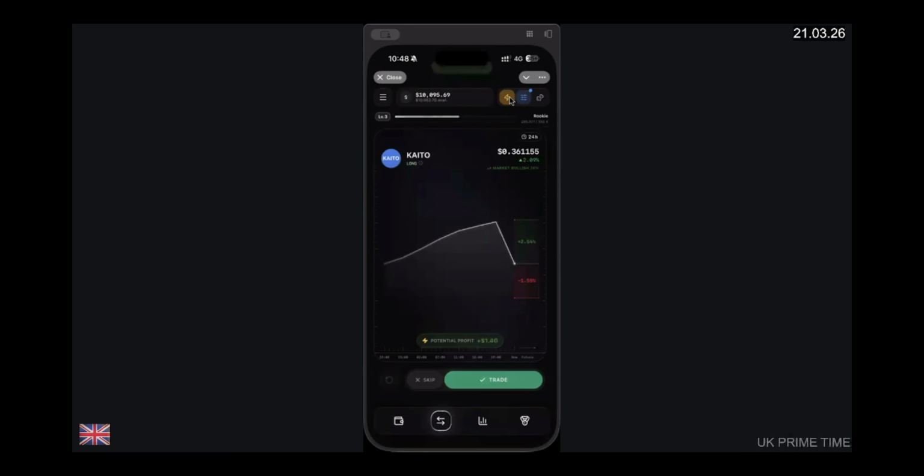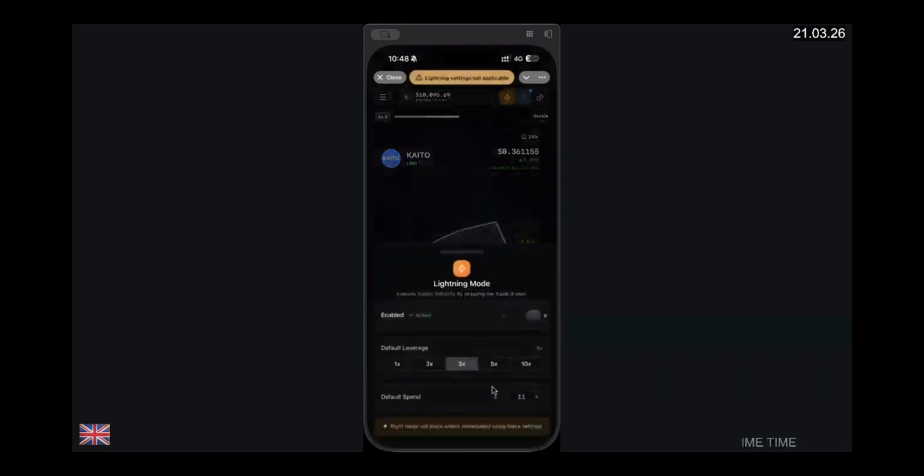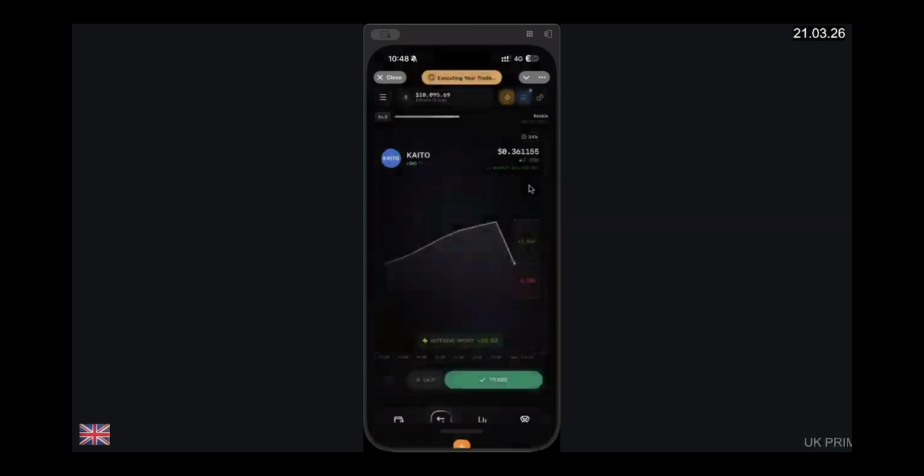Few tokens only have 3x leverage while we have selected 5x, so it will manually ask us to approve over and over, because these assets typically only allow 3x leverage.